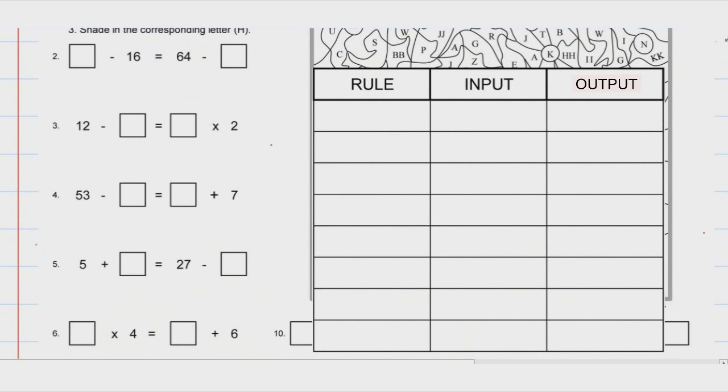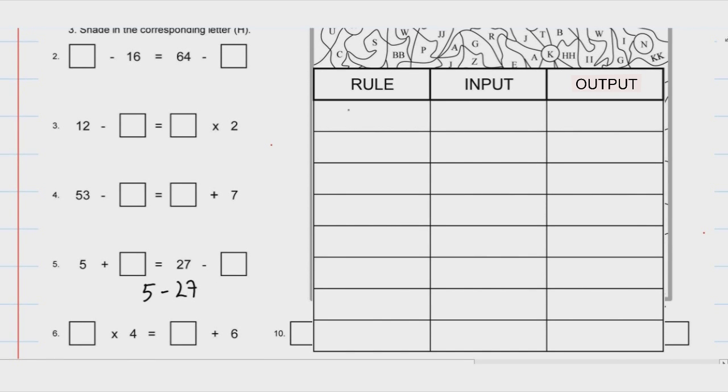Problem number 5. We have 5 plus a box and 27 minus a box. Well, we know again, it's going to have to be less than 27, because if we put 27 here, we will get 0, and we cannot put a 27 here and get 0. We also know the answer is going to have to be bigger than 5, because 5 plus 5 is only 10 and 27 minus 5 is much bigger than 10. So we know our answer is going to be between 5 and 27.